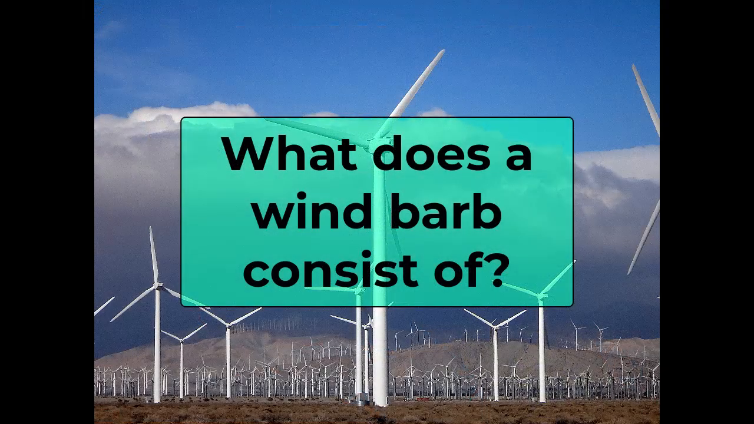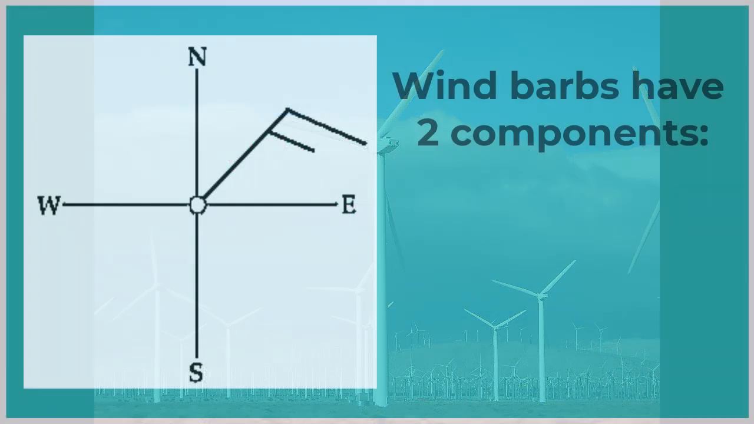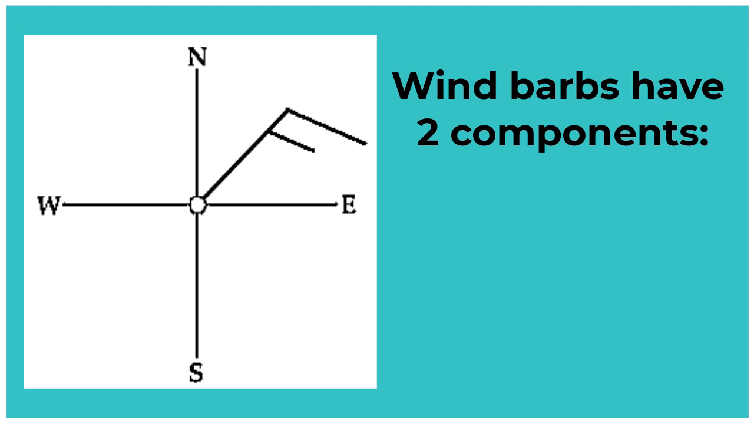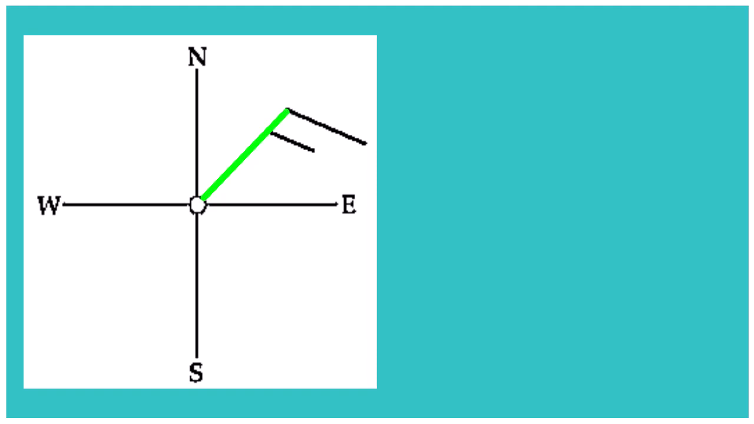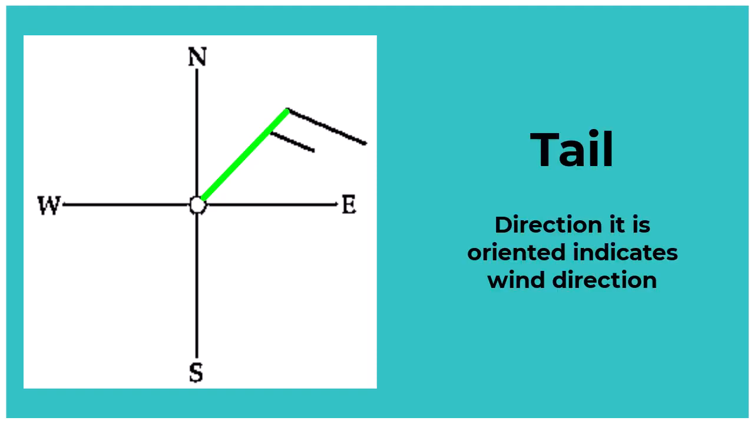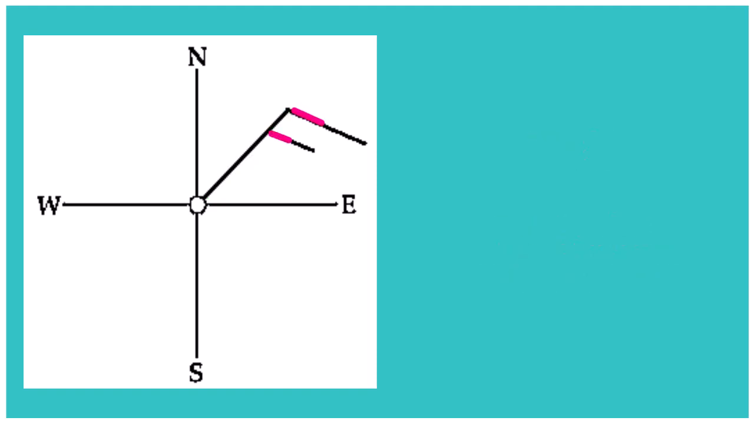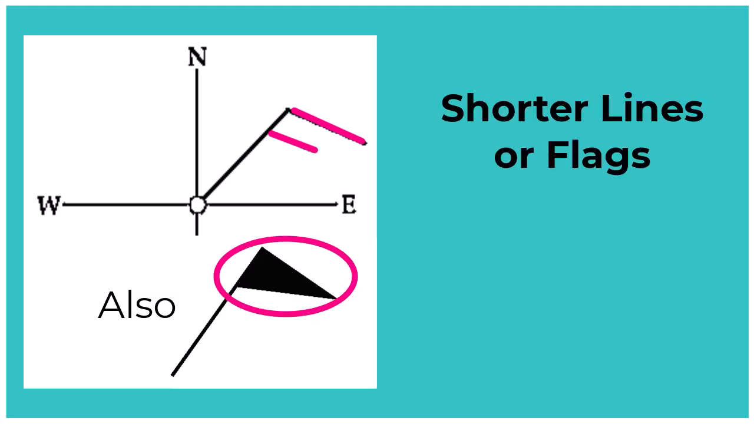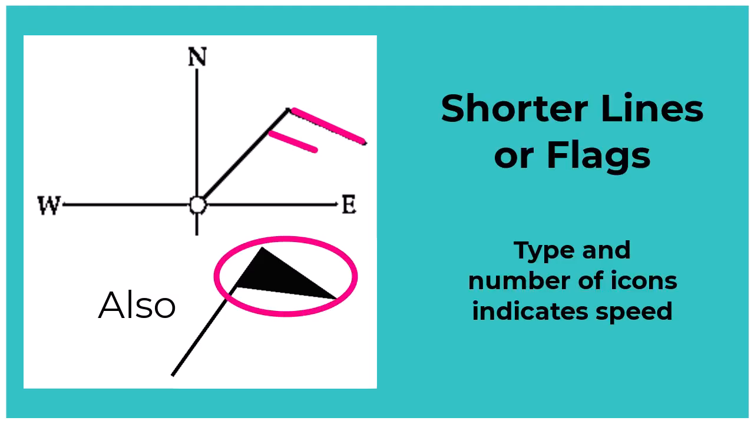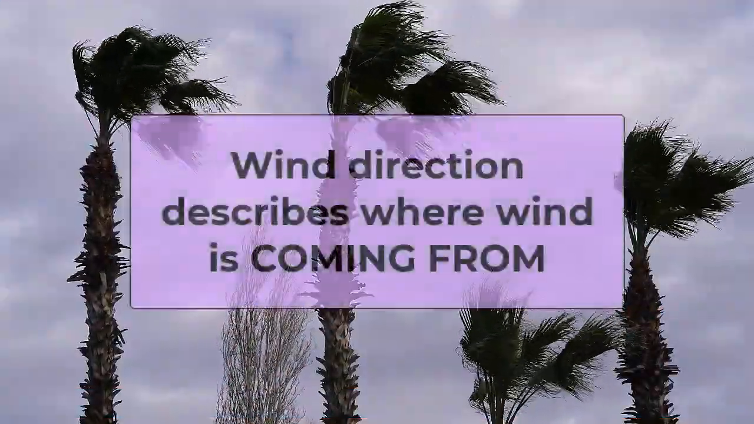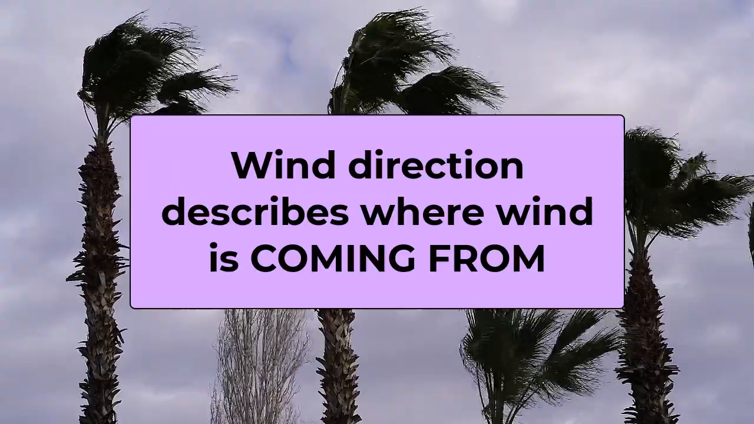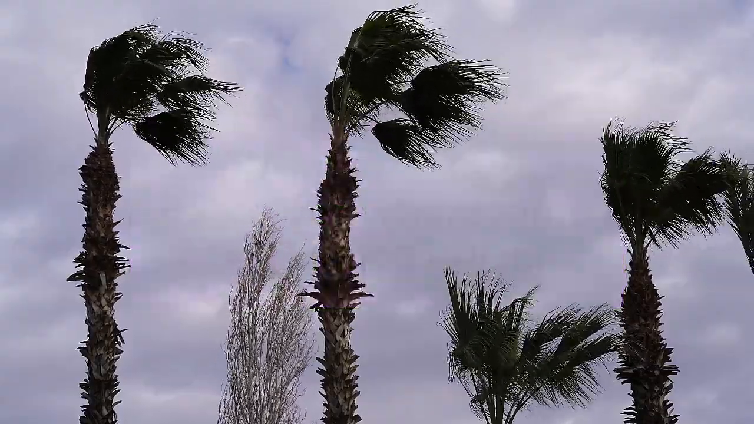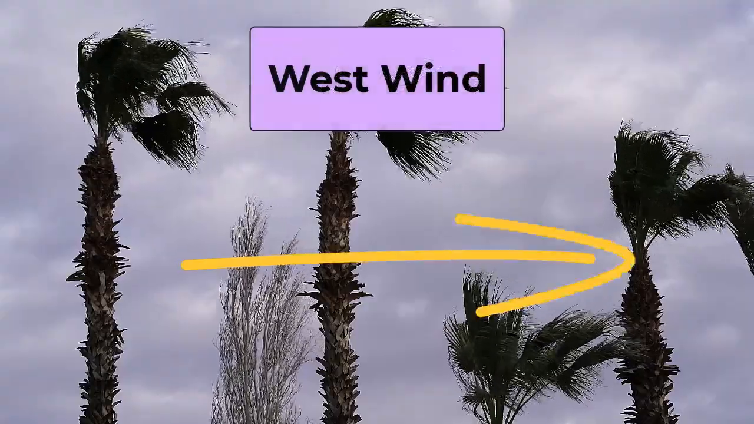Let's break down what a wind barb is composed of. There are two main components, and each component describes either the speed or the direction. The main body of the wind barb is the tail, which describes the wind direction. The short lines or triangular flags extending from the tail describe the wind speed based on how many lines or flags are shown. It is important to remember that the wind direction is defined by the direction the wind is coming from when discussing weather. For example, a west wind is a wind that moves from west towards the east.